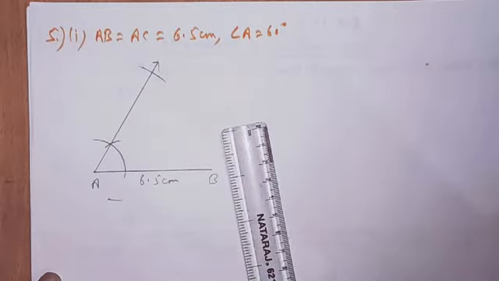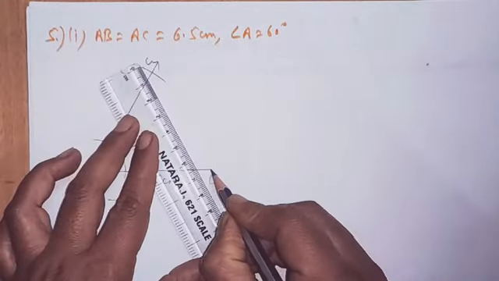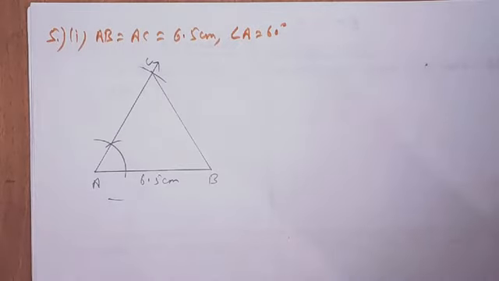Where this will cut the angle, that will be your point C. Now join B and C. This is your required triangle.